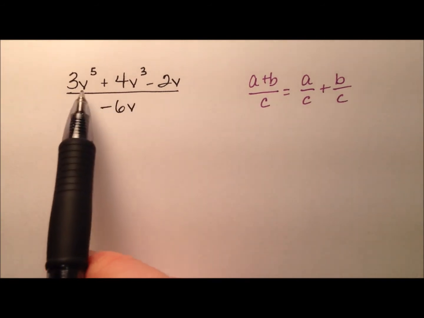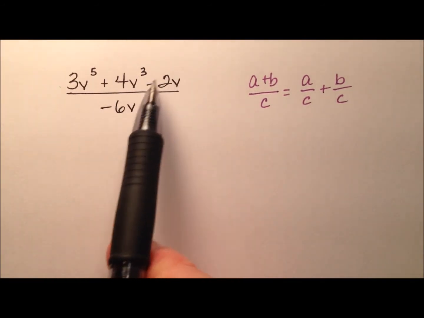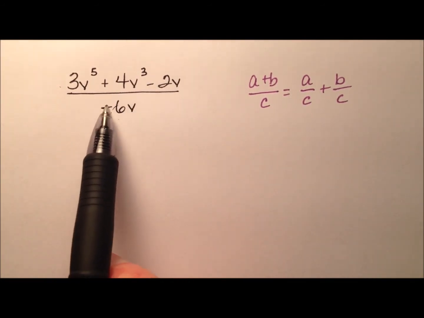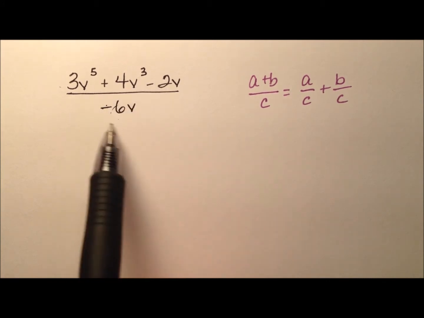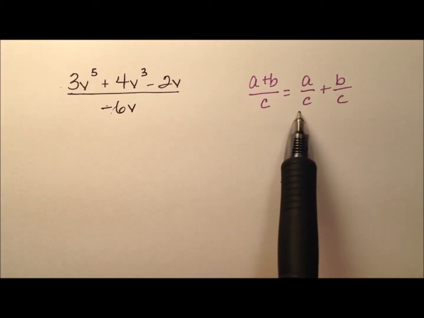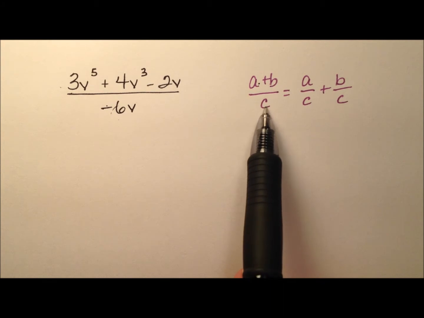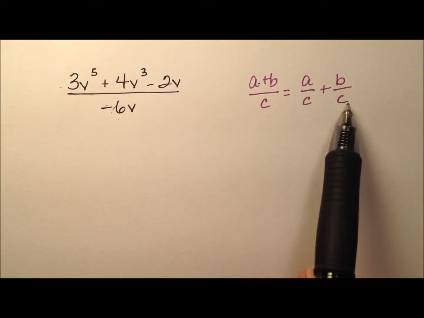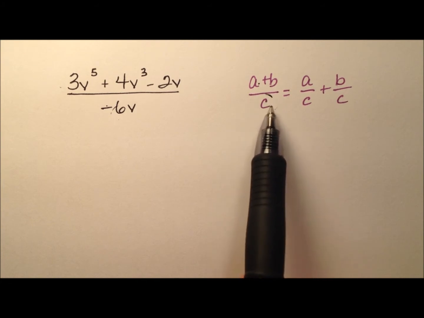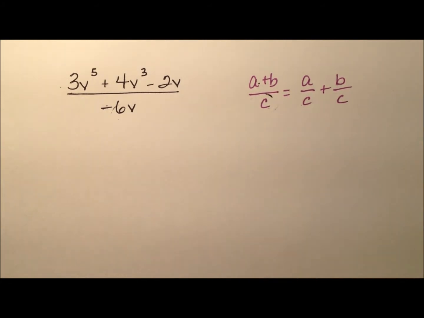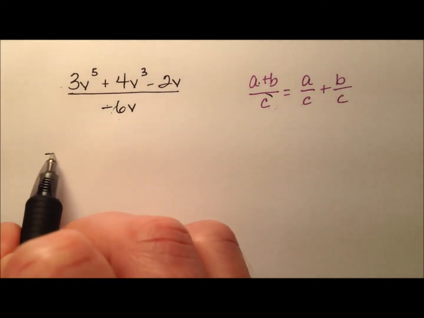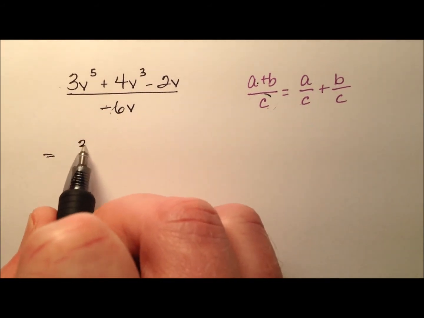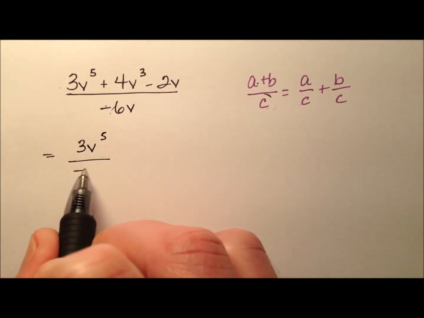In this example, I have this quintic trinomial, and it's being divided by this monomial negative 6v. And the way I'm going to simplify this is by using this property over here. We have a plus b being divided by c. So I'm going to break this fraction up into independent fractions, all of which have this common denominator of c, and then I can simplify each fraction independently. So let's go ahead and see what that looks like when I write all these fractions out.